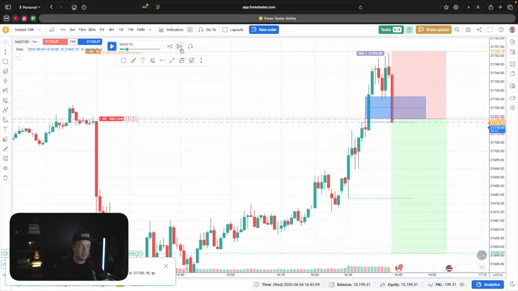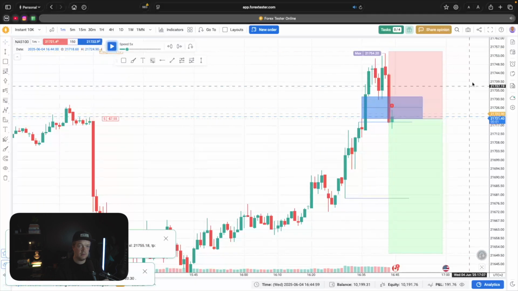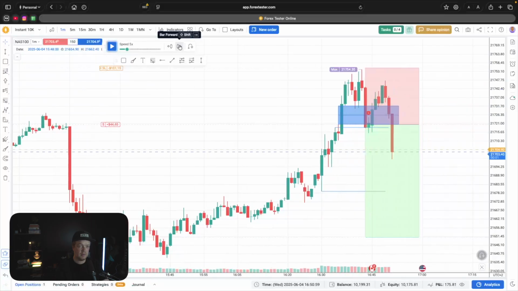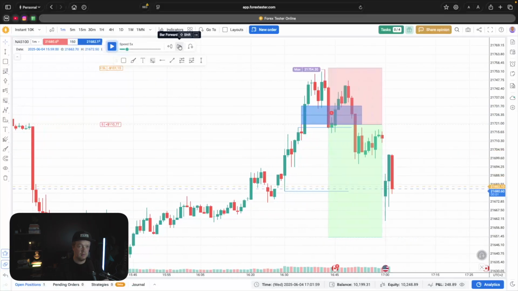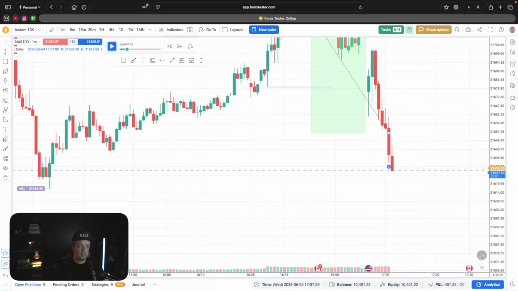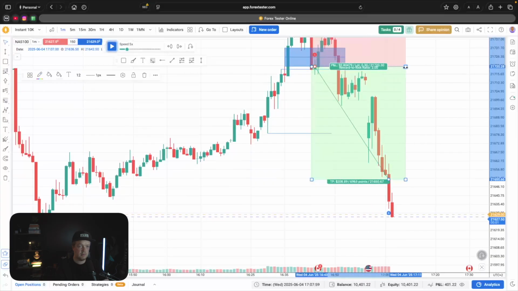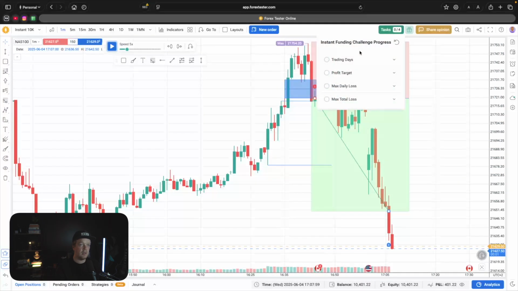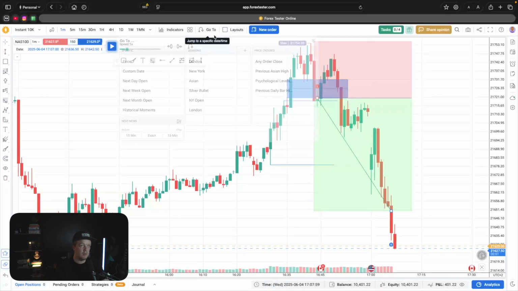So our limit is in, and we got tagged in right over there, as you can see. And let's see what happens. And there we go. As you can see, there's our take profit right over there. Here you can also see your tasks. We have 2 out of the 3 minimum trading days, our profit target, daily loss, and our overall loss. So let's go to the next.